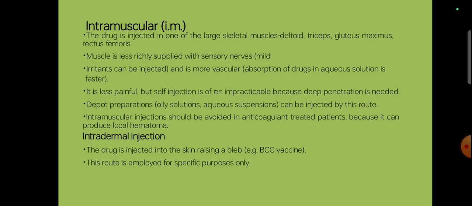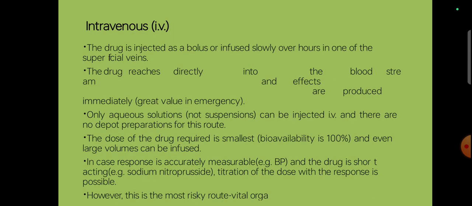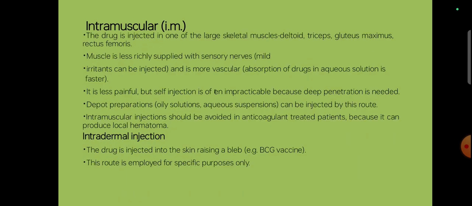Intramuscular: the drug is injected into one of the large skeletal muscles: deltoid, triceps, gluteus maximus, rectus femoris. Muscle is less richly supplied with sensory nerves. Mild irritants can be injected and it is more vascular. Absorption of drug in aqueous solution is faster. It is less painful, but self-injection is impracticable because deep penetration is needed. Depot preparations, oily solutions and aqueous suspensions, can be injected by this route. Intramuscular injections should be avoided in anticoagulant treated patients because they can produce local hematoma.